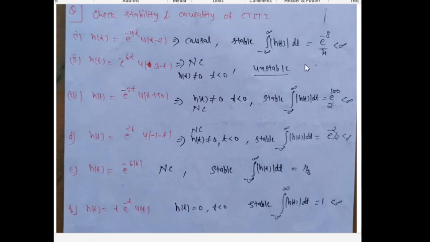This is unstable and you have to tell me why it is unstable. For stability, the system should be absolutely integrable. So please tell me why it is unstable. And third is s(t) equal to e to the power minus 2t u(t + 50).